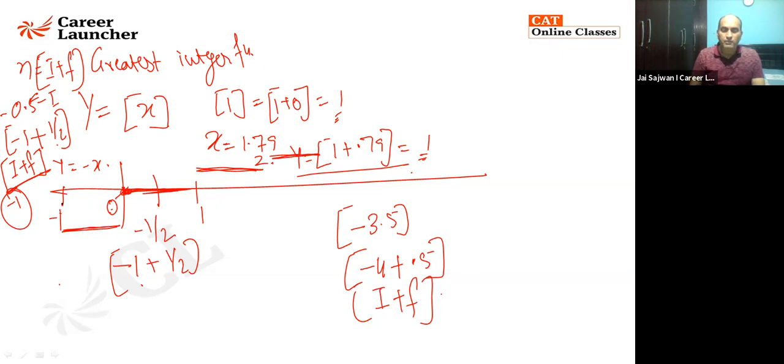So I'm saying anything which is greater than -1 and less than 0, I'll take that as -1. Anything which lies between -1 and -2, I'll say that is -2. This is -2. This is -1. This is 0. This is 1. This is 2, and so on and so forth. So I'm sure all of you can find out the greatest integer function.